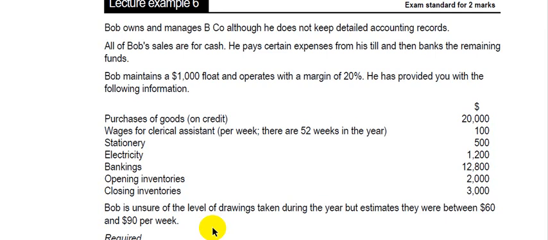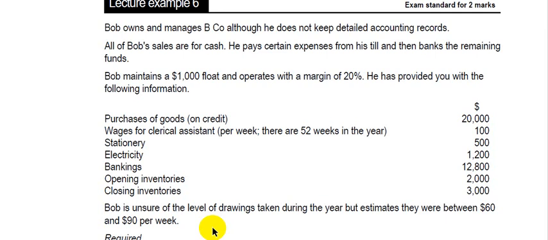Look through another example question. Bob owns and manages Biko, although he does not keep detailed accounting records. All of Bob's sales are for cash. He pays certain expenses from his till and then banks the remaining funds. Bob maintains a 1,000 float and operates with a margin of 20%. He has provided you with the following information.